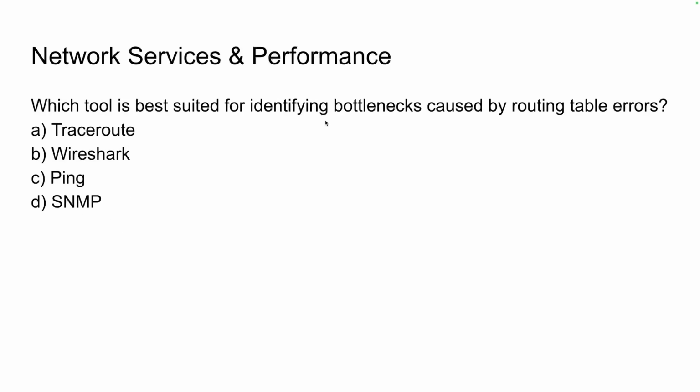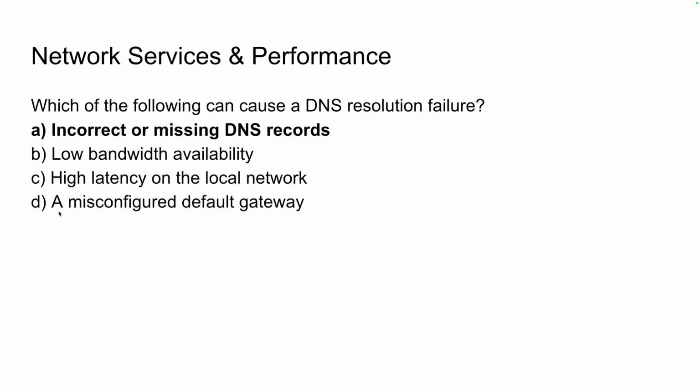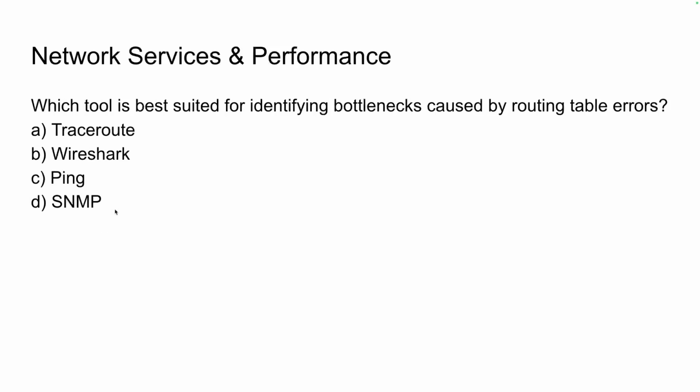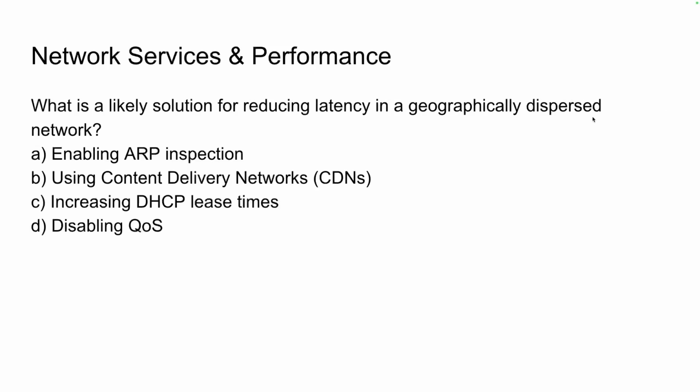Which tool is best suited for identifying bottlenecks caused by routing table errors? So bottlenecks for routing tables, it could be Traceroute, it could be Wireshark. Ping is just to see if things are up. SNMP, I feel like this is also a duplicate. Let me see. Did I get these things right? I feel like I duplicated too many things. So Traceroute is identifying bottlenecks caused by routing tables.